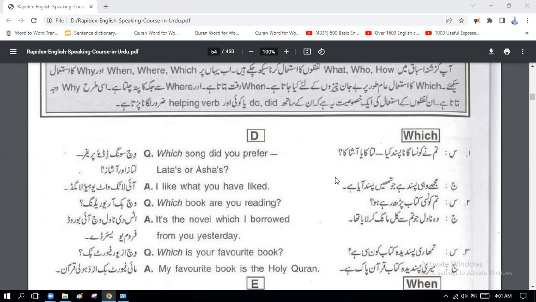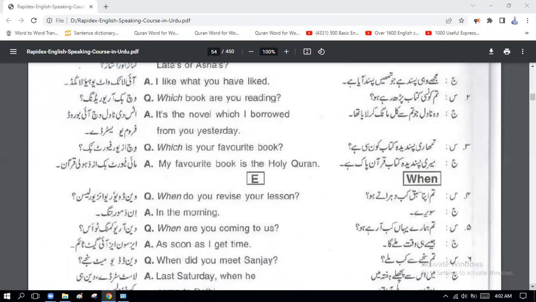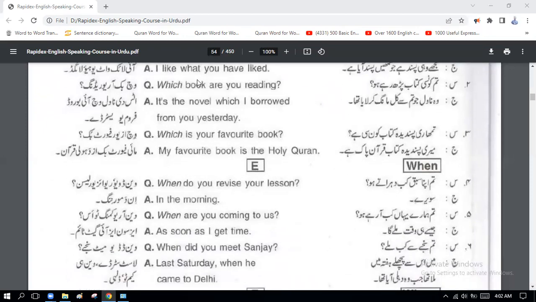Okay. Translation is given. And if you're Urdu speaking, you can also see how to read the sentence. I'm reading it for you. Which song did you prefer, Lata's or Asha's? I like what you have liked. Which book are you reading? It's a novel which I borrowed from you yesterday. Which is your favorite book? My favorite book is the Holy Quran.